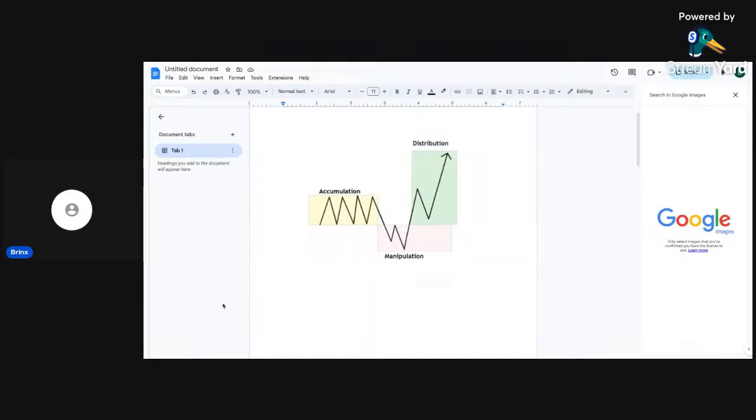Let me see if this works. I'm going to share now. Thumbs up in the chat if you guys can see this. It should just say untitled document.